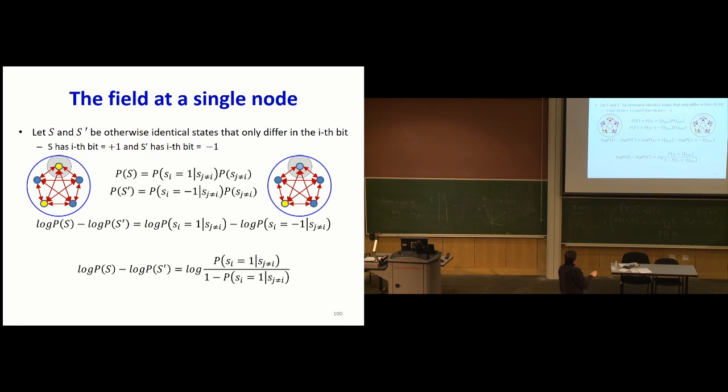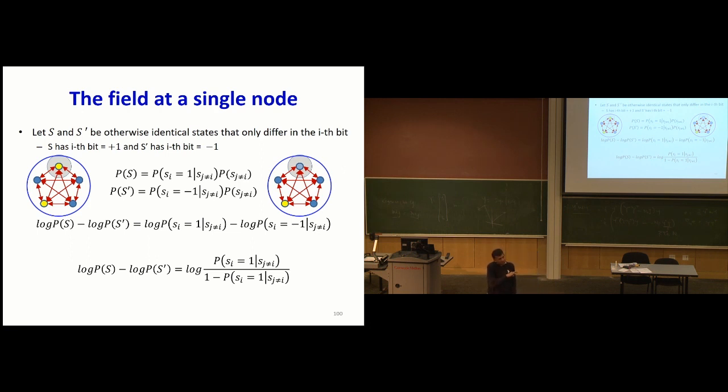The probability of S prime is the probability that Si is -1 given the rest of the bits times the probability of the rest of the bits. So if I take the log of these two probabilities and consider the difference between the two, this second term goes away, and all you're going to be left with is the log of the probability that the ith bit is 1 given the remaining bits, minus the log of the probability that the ith bit is -1 given the remaining bits. Or, because this one is simply 1 minus that one, the ith bit can either be +1 or -1, I can write this as the log of the probability that the ith bit is 1 divided by 1 minus the probability that the ith bit is 1.